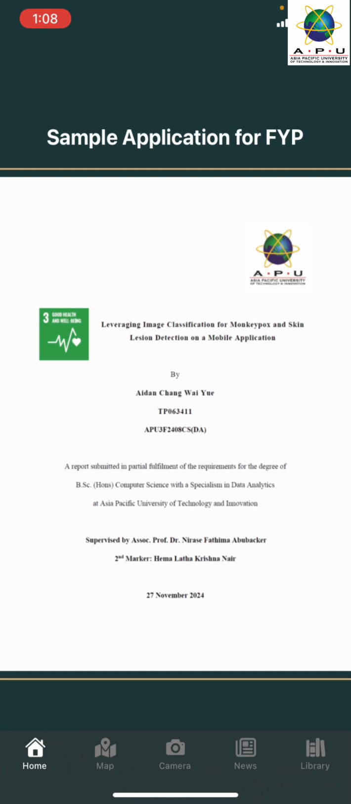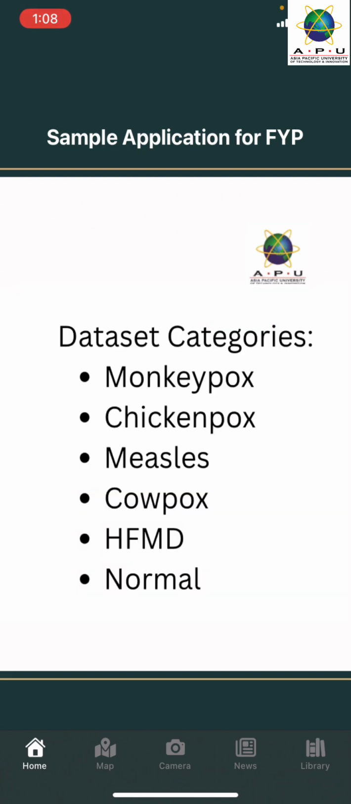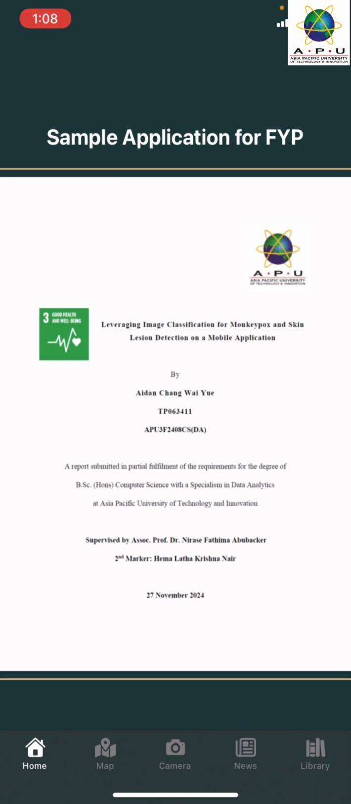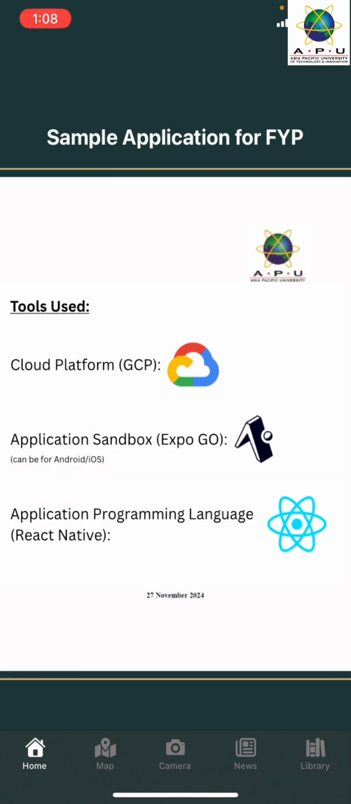So after obtaining a comprehensive open source image dataset comprising multiple different skin lesion categories ranging from monkeypox, chickenpox, measles, cowpox, hand foot mouth disease, and even normal images, I developed a lightweight and efficient CNN model that is then hosted onto Google Cloud Platform to mitigate power consumption costs and storage costs as well as battery consumption costs, especially on lower end mobile devices.